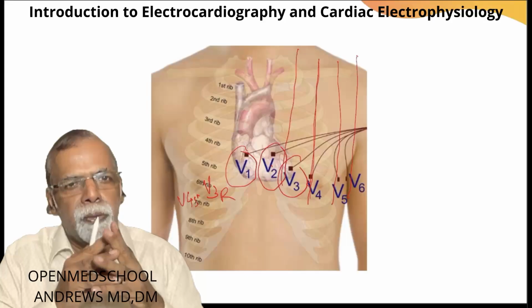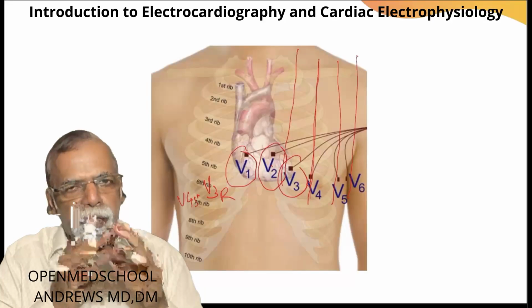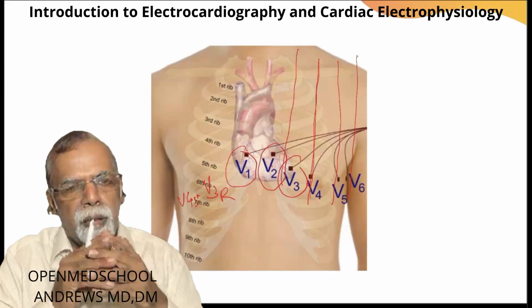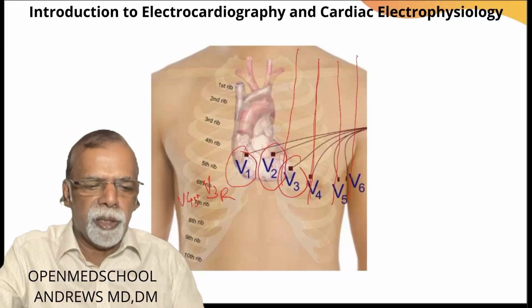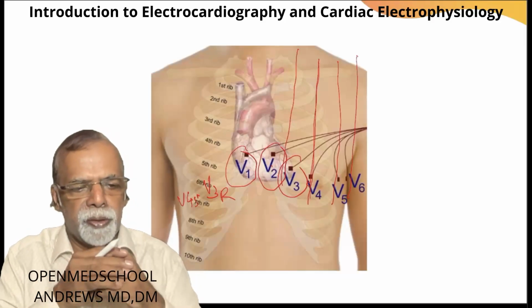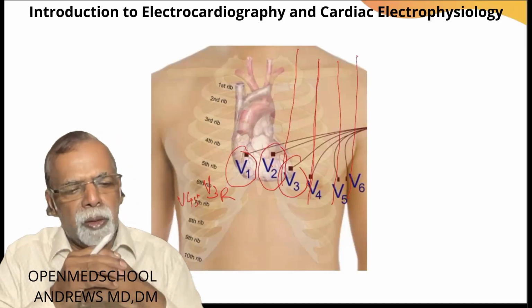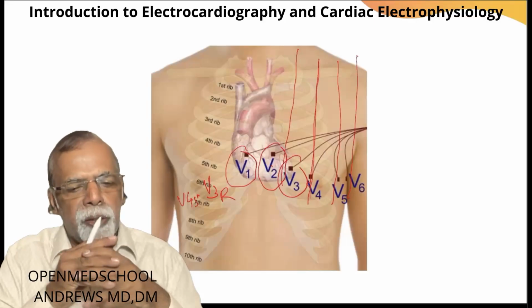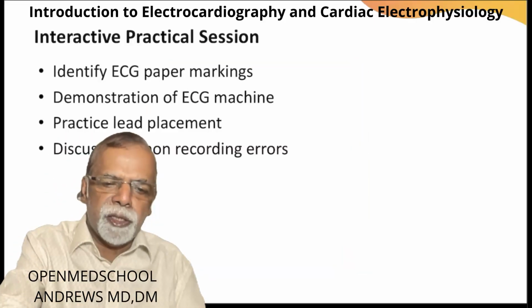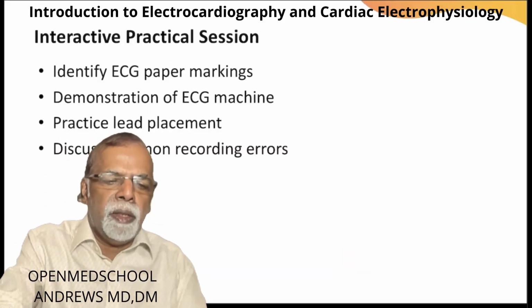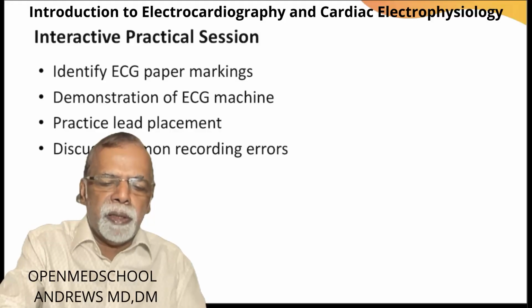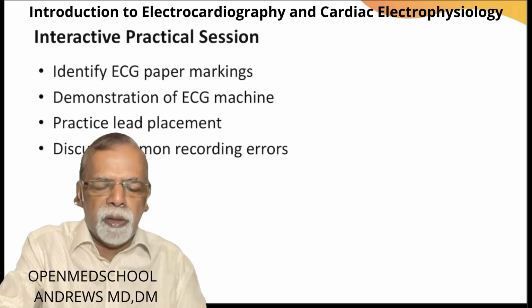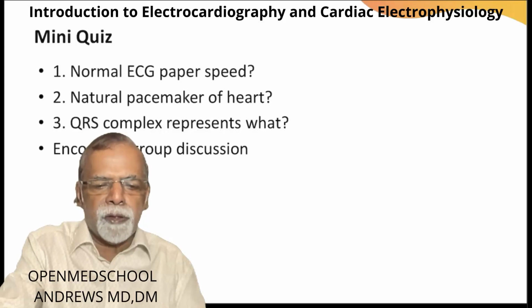So we have to identify the ECG paper marking and practice the lead placement and common errors. So remember, what is the normal ECG paper speed? 25 small divisions per second. What is a natural pacemaker? It is the SA node. QRS complex represents ventricular depolarization.